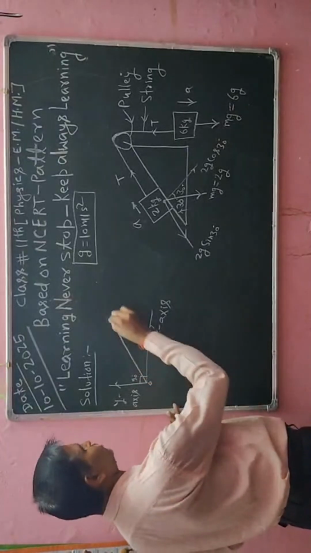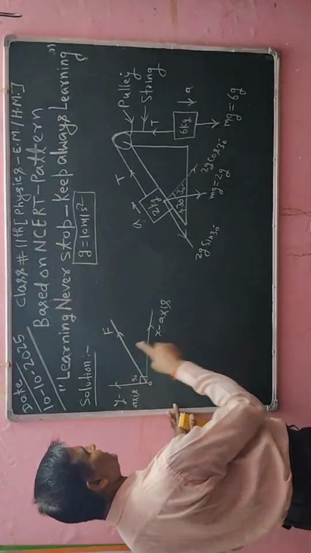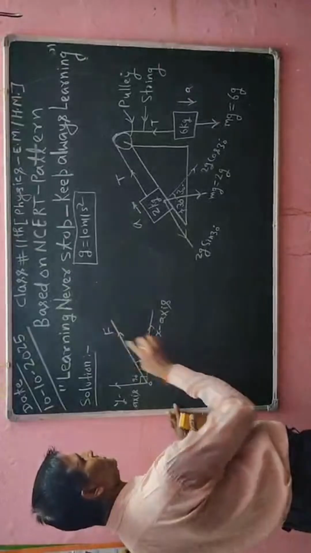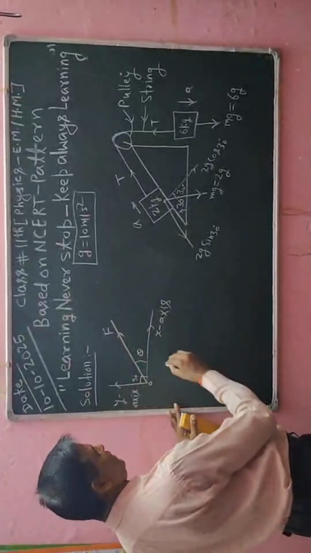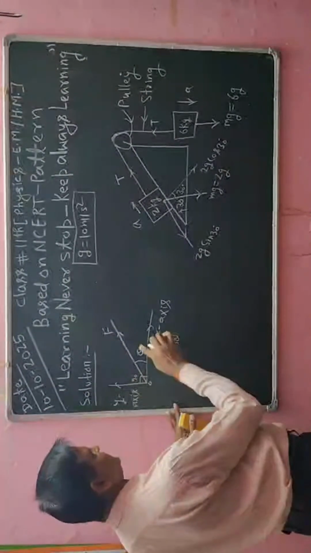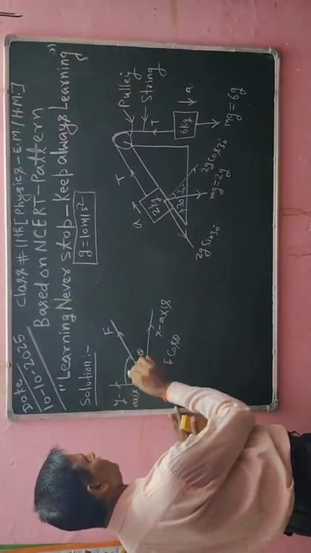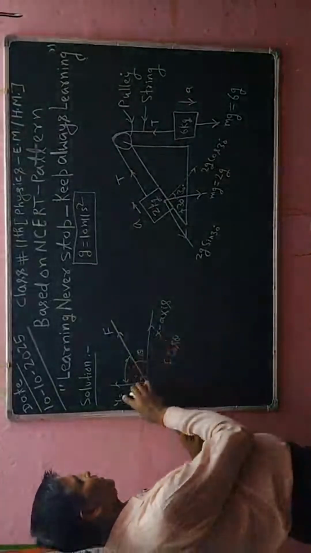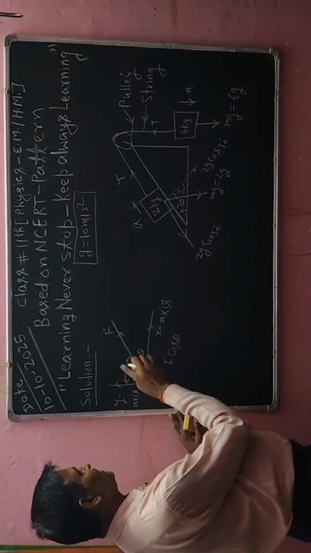Now I have to take a force, that force is F, and the angle between the x-axis and this force is theta. I will resolve this force into two components along the x-axis and along the y-axis. Along the x-axis I will say F cos theta, because the angle is theta. Between the x-axis and y-axis there is 90 degrees and this angle is theta, so this angle I will say is 90 minus theta.